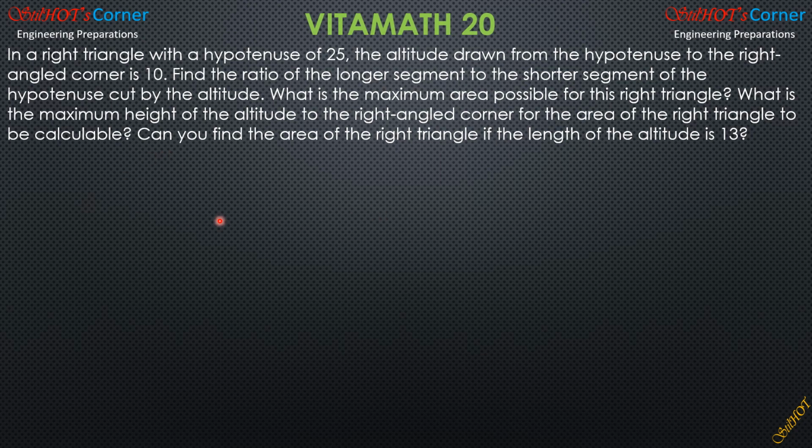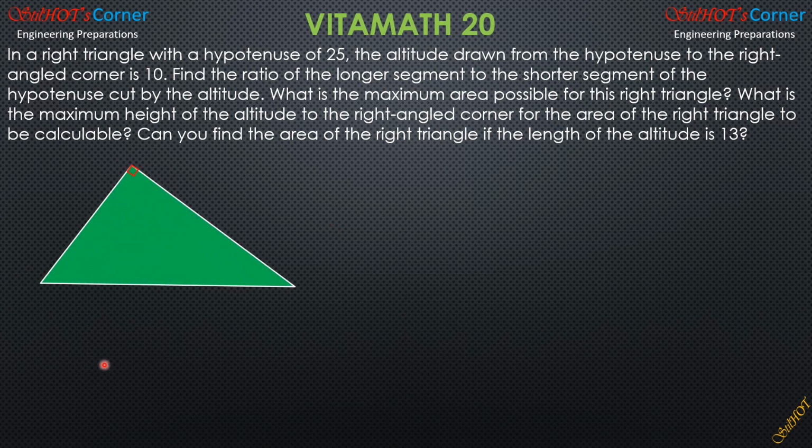And this problem on right triangle is already discussed in the preceding Vitamath series. And remember that in a right triangle, the hypotenuse is the diameter of the circumscribing circle. And this altitude from the hypotenuse to the right angled corner is also the mean proportional between the segments it cuts on the hypotenuse. So since h is perpendicular to the base, which is the hypotenuse, then h squared equals a times b. That's the relationship.